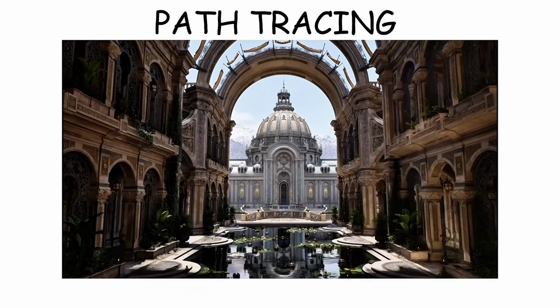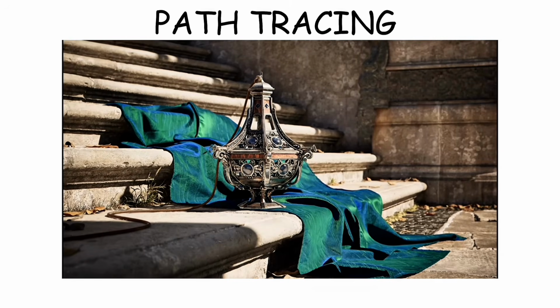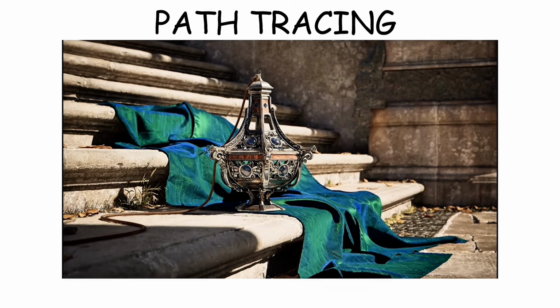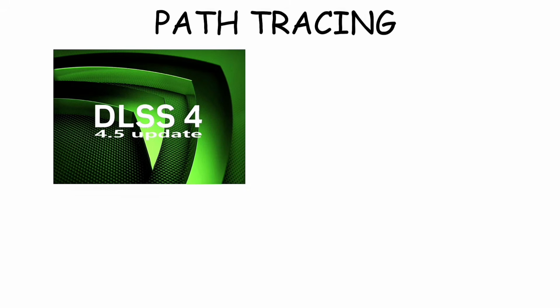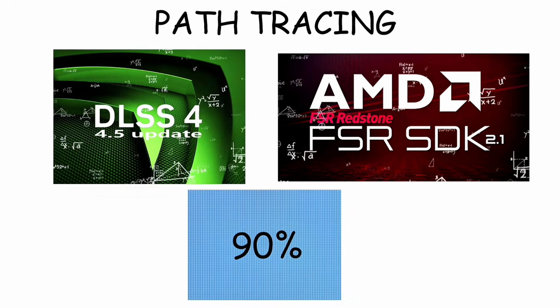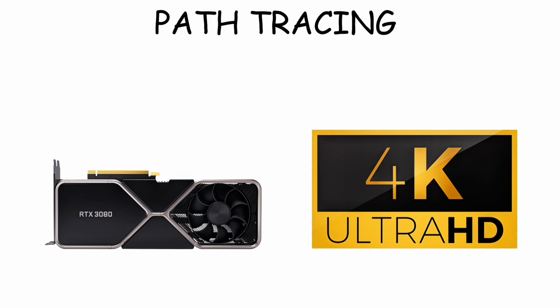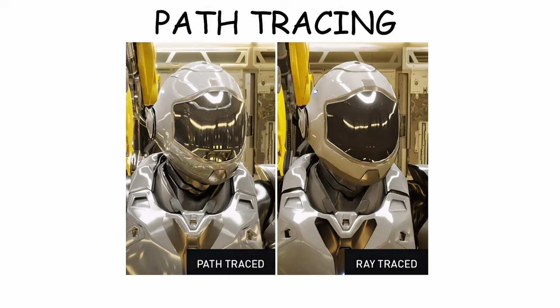However, simulating those full paths is so heavy that in 2026, we are still relying on massive AI cheats to make it work. Technologies like DLSS or FSR Redstone actually have to guess and fill in up to 90% of the pixels, because a GPU trying to calculate every single path at 4K would essentially stop moving. And as said before, more realistic isn't always better.